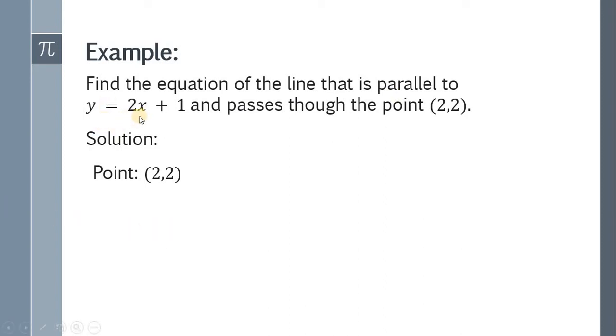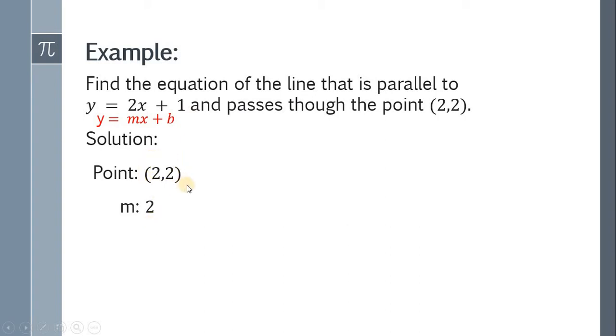Notice na yung y equals 2x plus 1 is in the form y equals mx plus b. Therefore, yung m natin must be equal to 2 or yung slope ng line na yan is equal to 2. So we have a slope. Now, kung gagawa tayo ng equation ng line parallel to this line, kailangan yung slope ng line na yon ay 2 din. Nadadaan sa point na (2, 2).